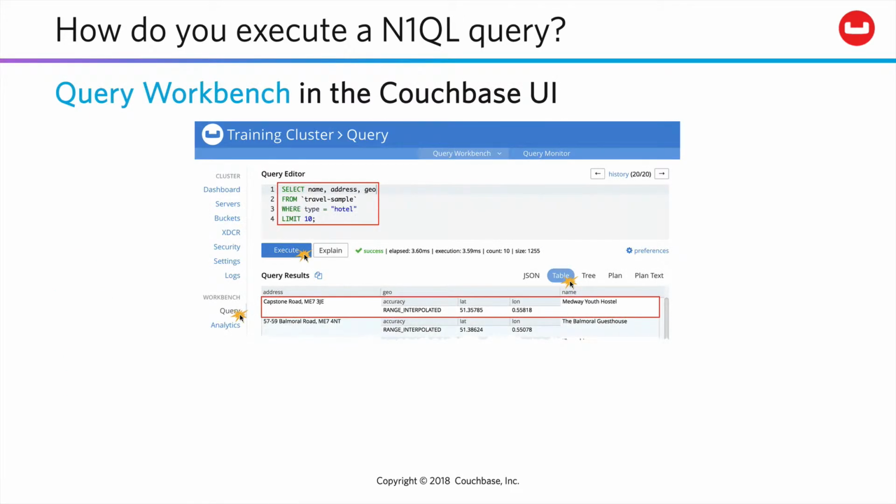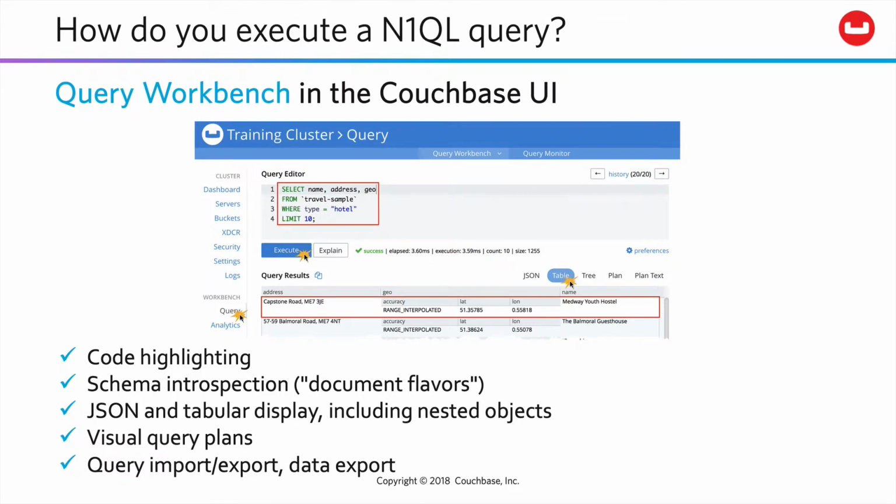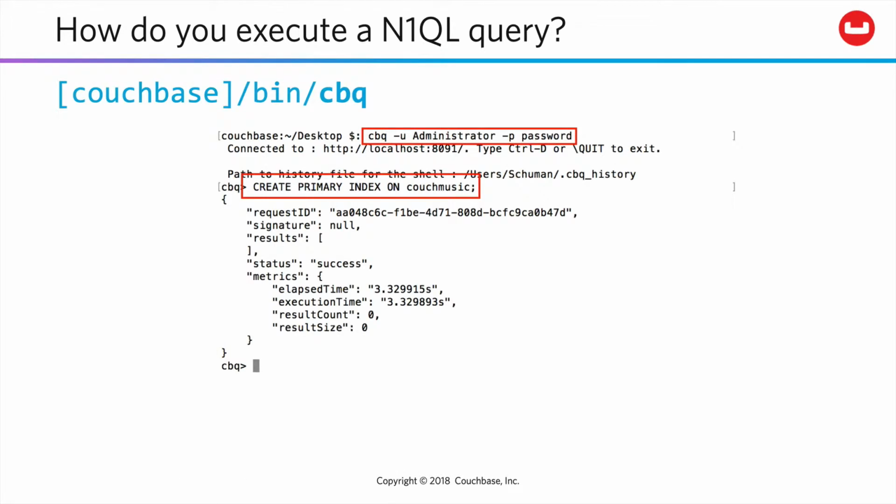As you've seen in demos, NQL queries can be developed and tested in the Query Workbench within the UI. This tool supports code highlighting, schema introspection, visual query plans, query history, query statement import, and the export of query results, amongst other features. Or if you're the command line type, and you know who you are, you can alternately use CBQ, which is also a thorough NQL tool and allows you to control output in case you want to work with piping queries and results.